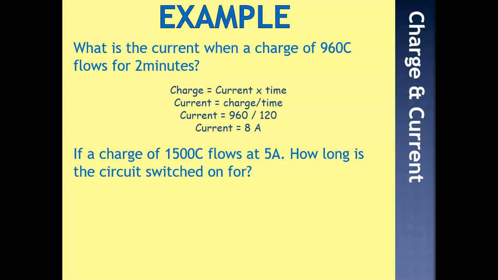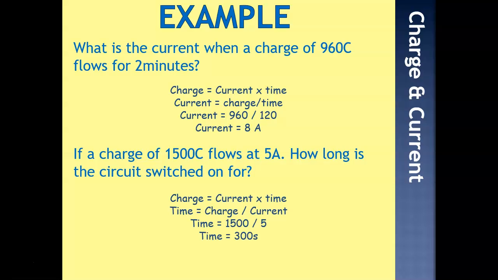Okay, next question. If a charge of 1500 coulombs flows with a current of 5 amps, how long is the circuit switched on for? Pause the video, rearrange your equation, and calculate the answer. Okay, so if charge is current times time, we rearrange that so that time is charge divided by current. Charge in this case is 1500 and current is 5, so 1500 divided by 5 gives us a time of 300 seconds.